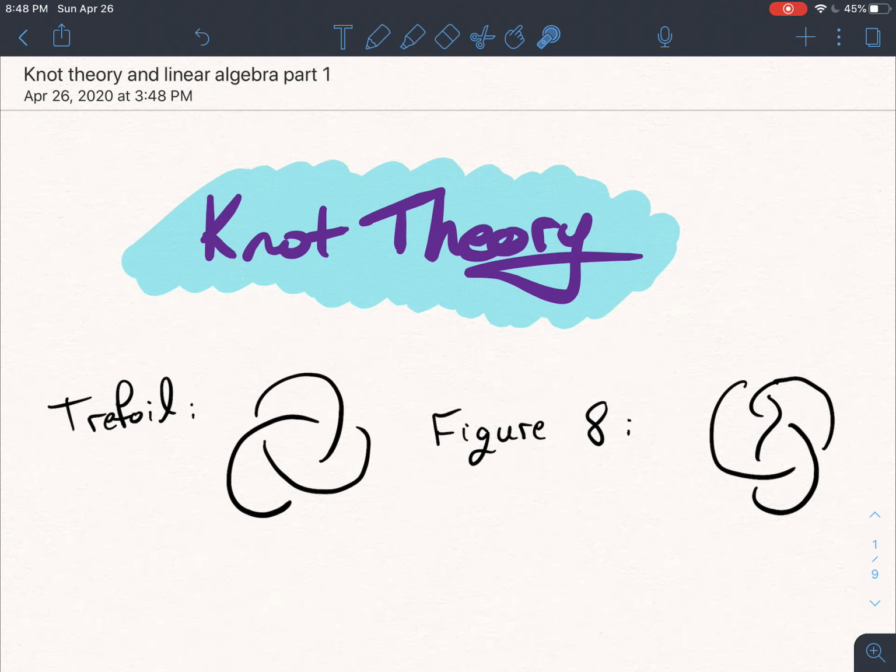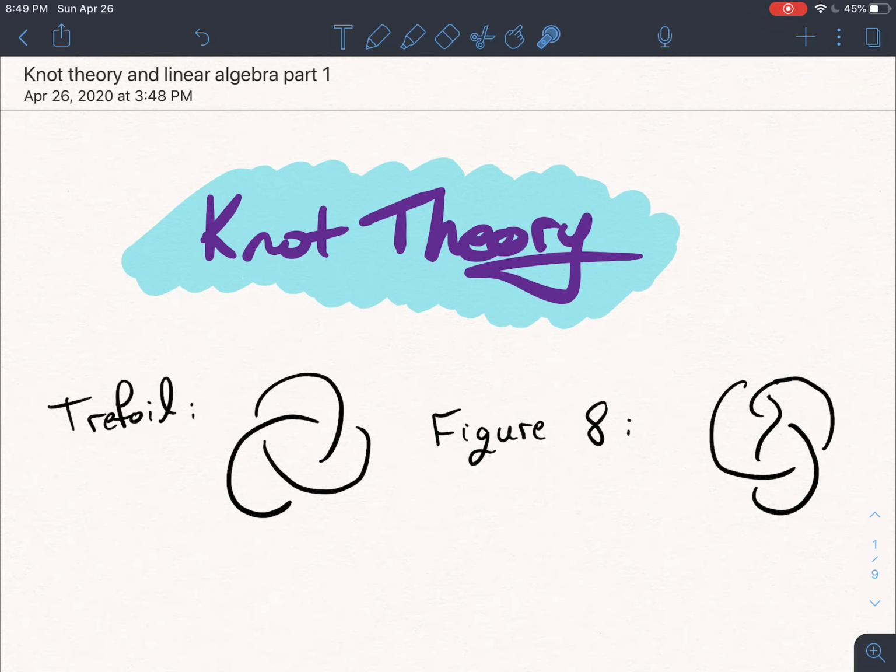How you might want to think about this for now is just take a string and break it apart at one part, and then tie it up as much as you want, and then you have to glue the ends back together. So here I have some of the simpler knots that you could draw already. On the left I have the trefoil. This is the simplest non-trivial knot that one could draw. More on that later. And here is the figure 8 knot.